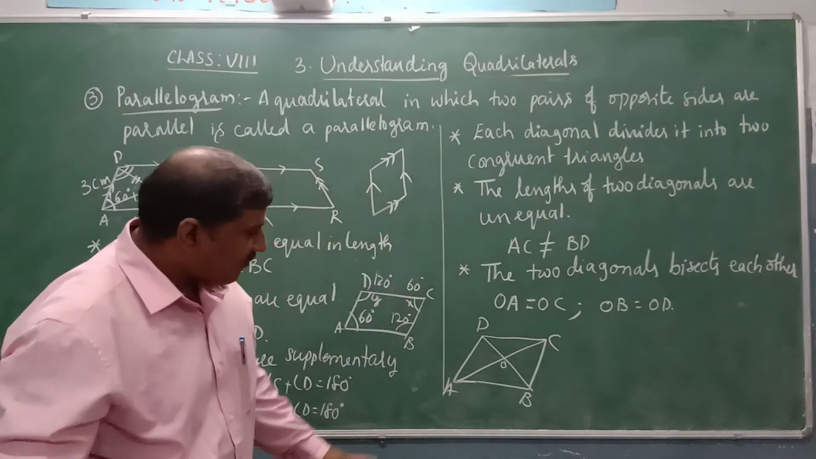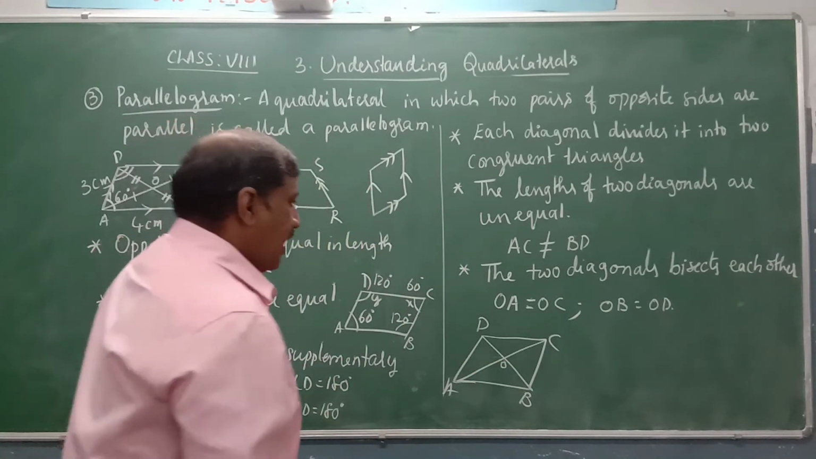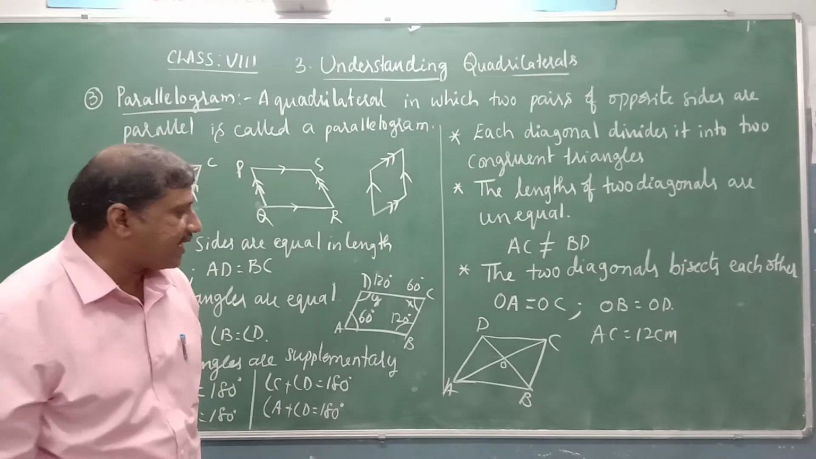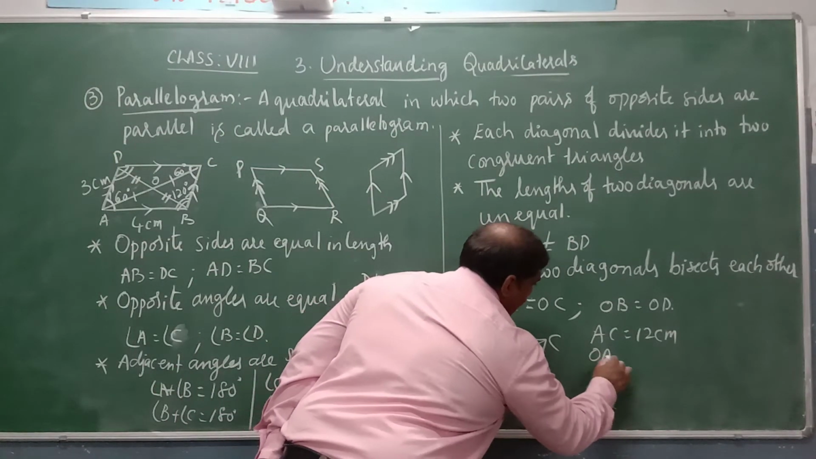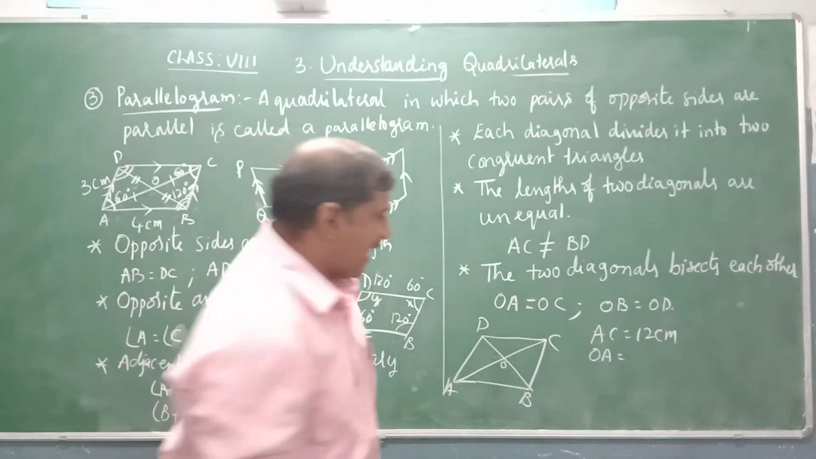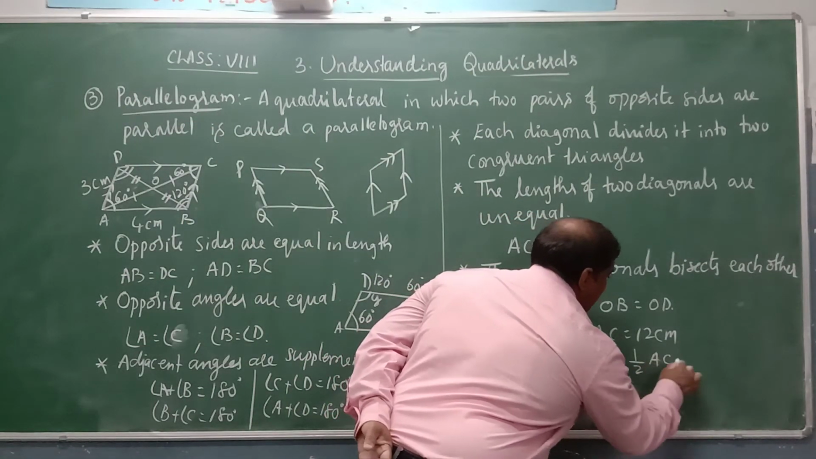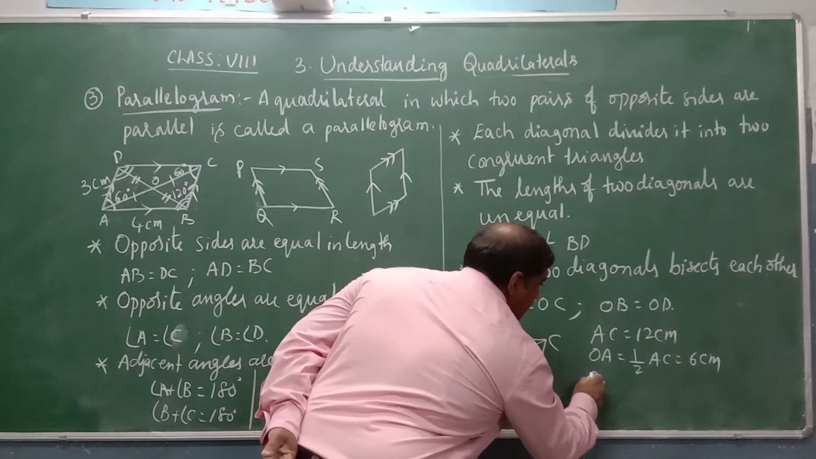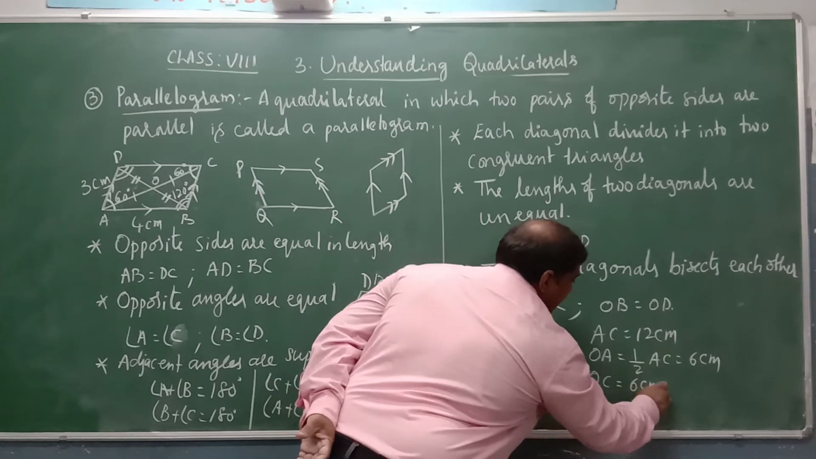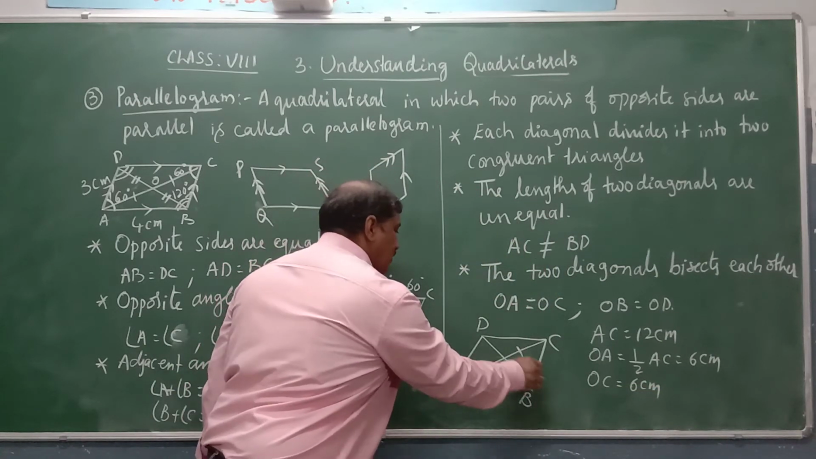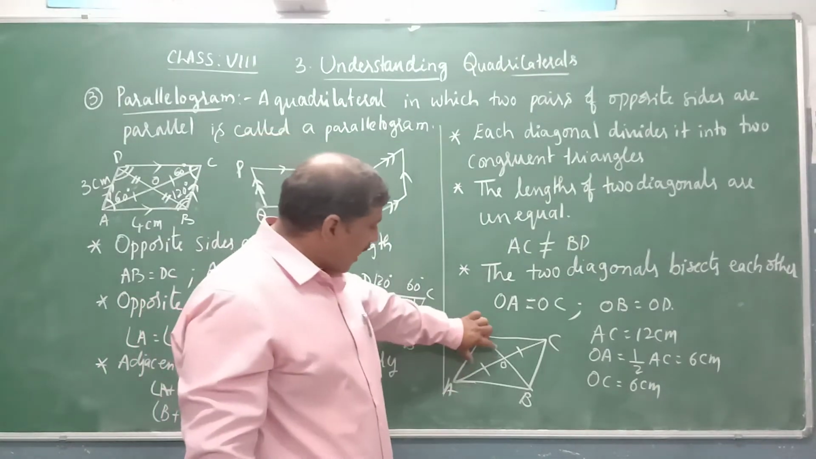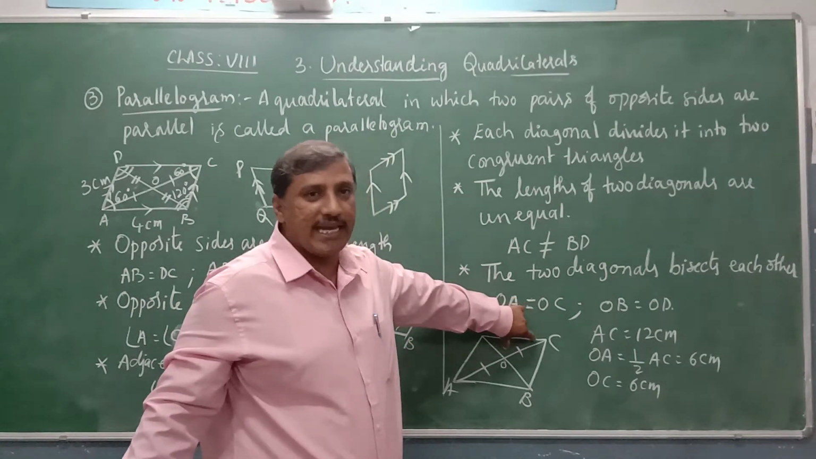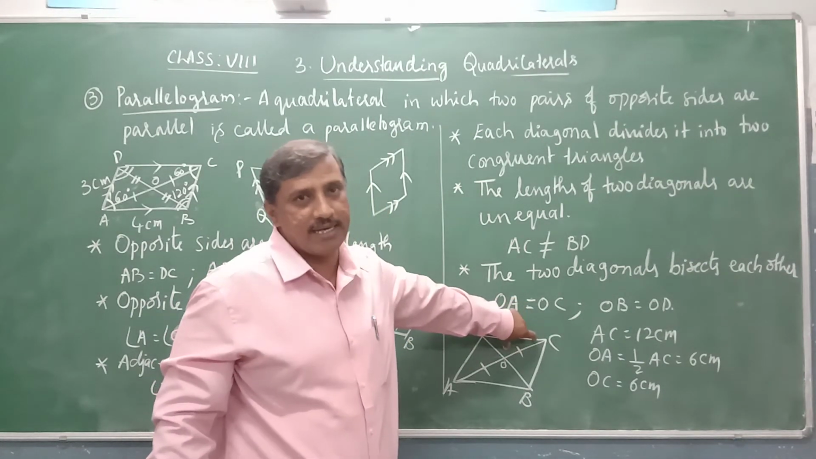Now you see here, a rough diagram I will draw. If AC is equal to 12 centimeters, then how much is OA? OA is half of AC, that is 6 centimeters. How much is OC? It is also half of AC, that is 6 centimeters, because OA is equal to OC. If OA is 5 centimeters, how much is OC? Yes, it is again 5 centimeters.